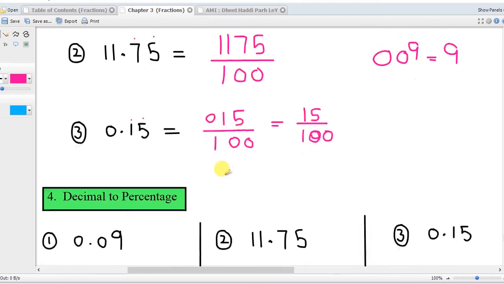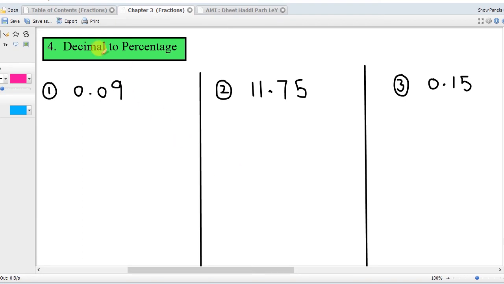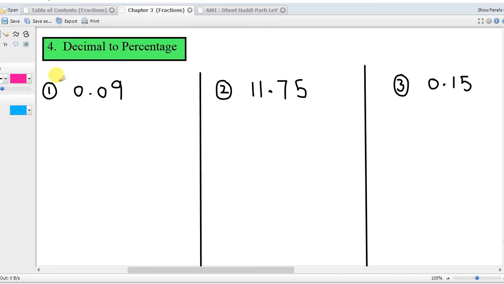So far so good. Okay, let's move on to the next section, where we are going to convert a decimal to a percentage. We have already done decimal to fraction. Question number 1 is 0.09. The question is written in decimal form, and we have to convert it into a percentage. Remember what I told you: in order to convert any number, any fraction, any decimal value into a percentage, you have to simply multiply it by 100%.